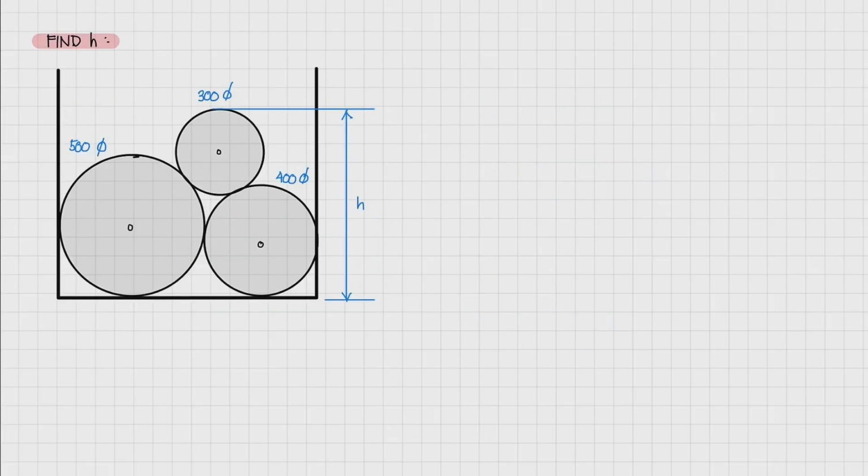Also, we have here 3 cylinders with different diameters. So, the biggest one is 500. The second is 400. And then the smallest is 300. And then we are to solve for h. So again, if you have this type of problem, the best thing to do is that you connect the centers of your cylinders, of your circles. So, connect natin to. Now, we know these sides, makakabuo tayo ng triangle.